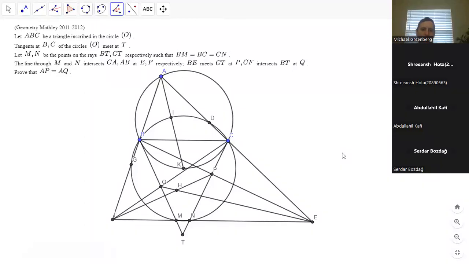And it almost looks like Desargues' theorem. So if we have triangles BQF and CPE, what do we get if we use Desargues? Oh, but they're not perspective. That's the thing. BPF and CQE. Doesn't work either.